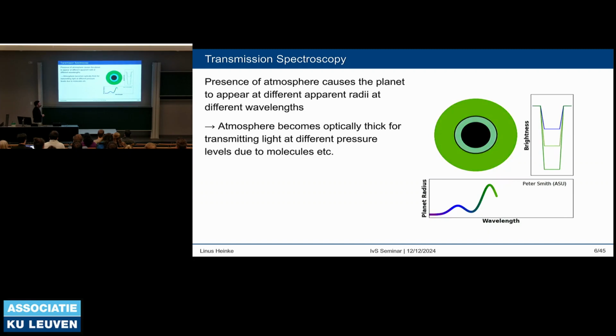That basically does the same thing that a detection of a transit would do. But we use the fact that if there is an atmosphere, the amount of light blocked is not the same at each wavelength. So if we have an atmosphere, it will become optically thick at different pressures for different wavelengths. And the reason for that is that we can have molecules that make the atmosphere optically thick at a higher apparent radius, or we can have other effects like clouds and stuff like that. And then we get these transmission spectra, and then we try to fit them with models to figure out what they tell us about the atmospheric properties.